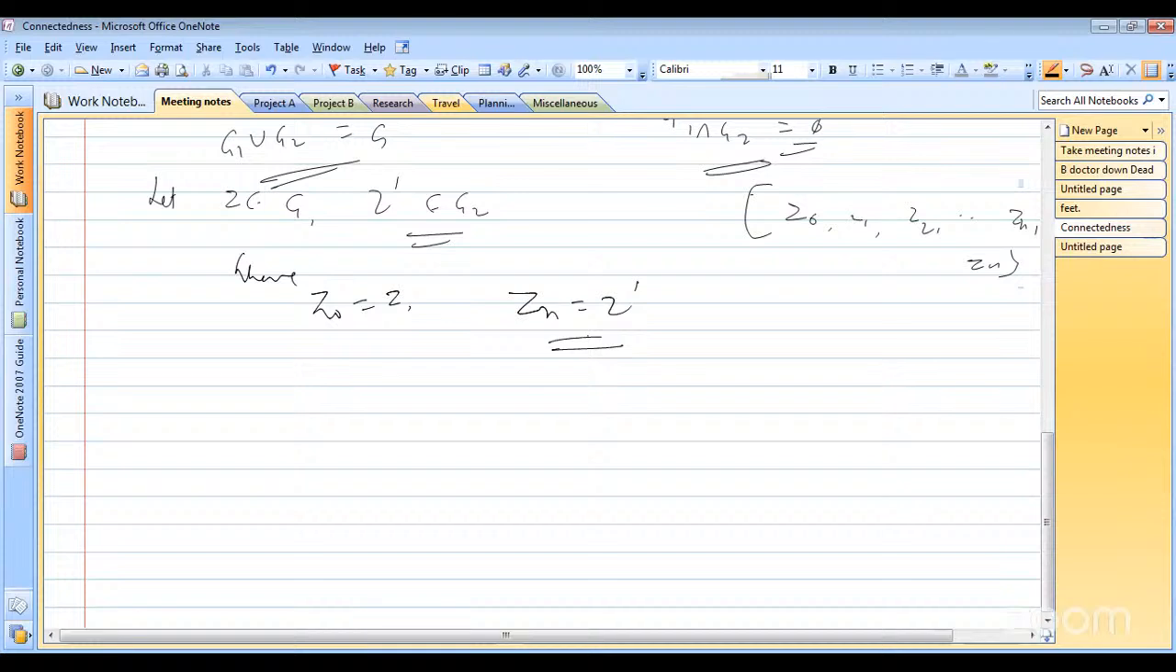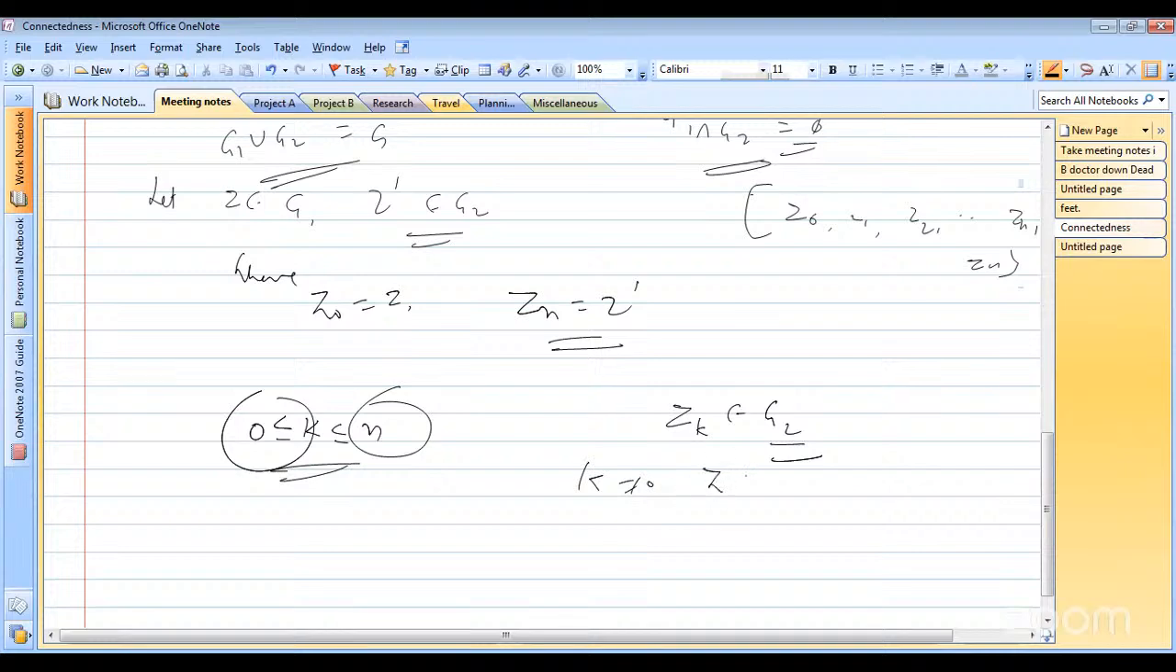Let us take the least number k, with 0 < k ≤ n, such that zk belongs to G2. So z0 is equal to z, and k is the least number such that zk belongs to G2. It is clear that k is not 0, and z(k-1) belongs to G1.